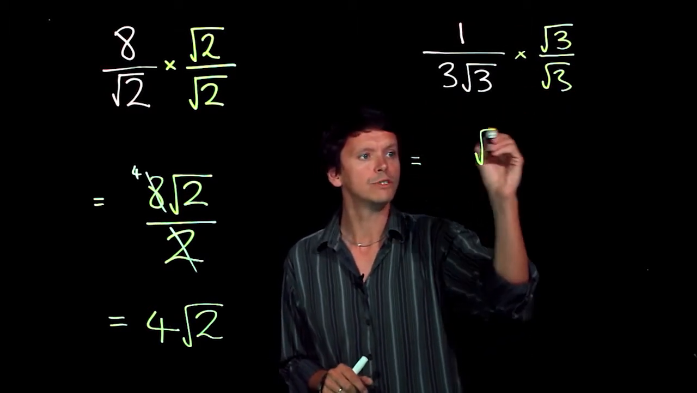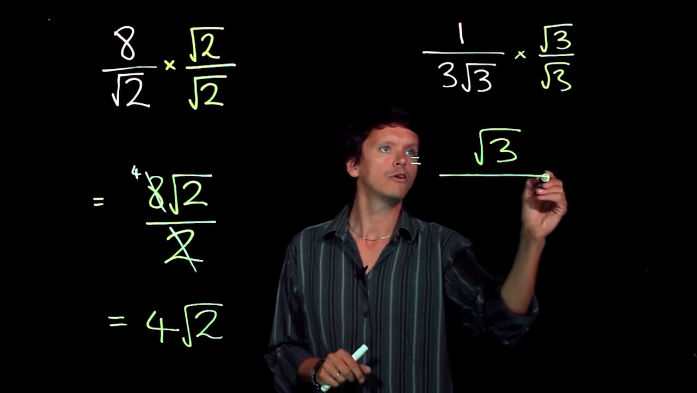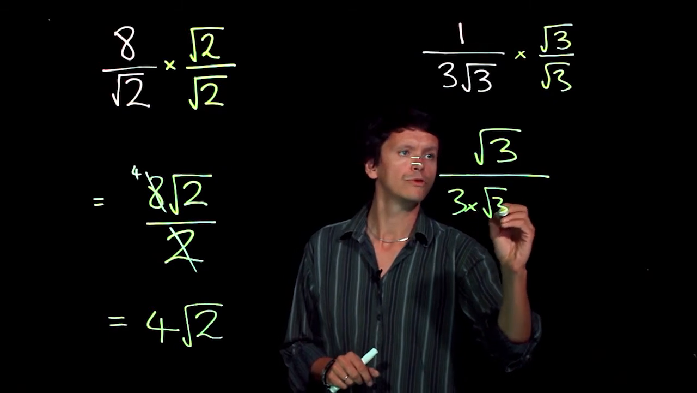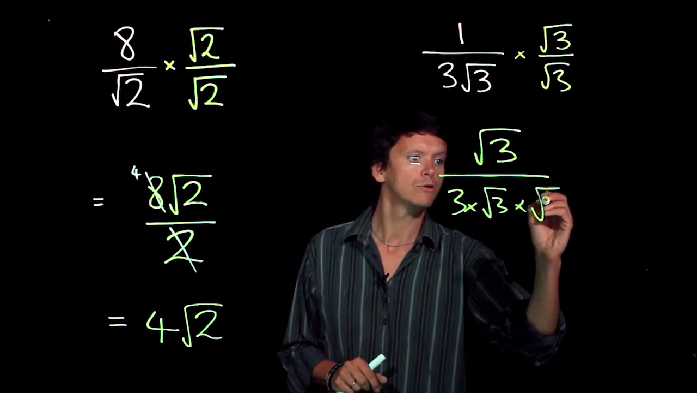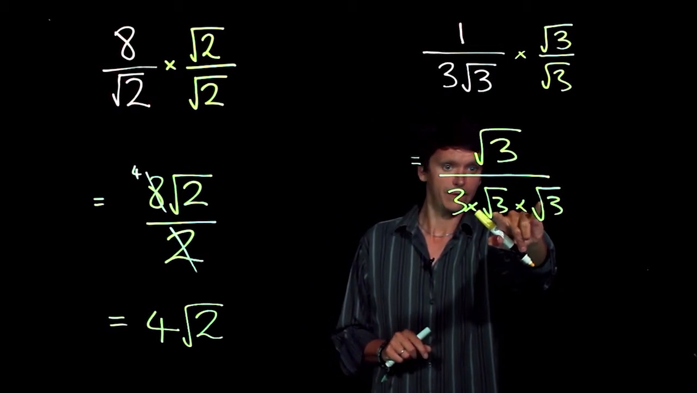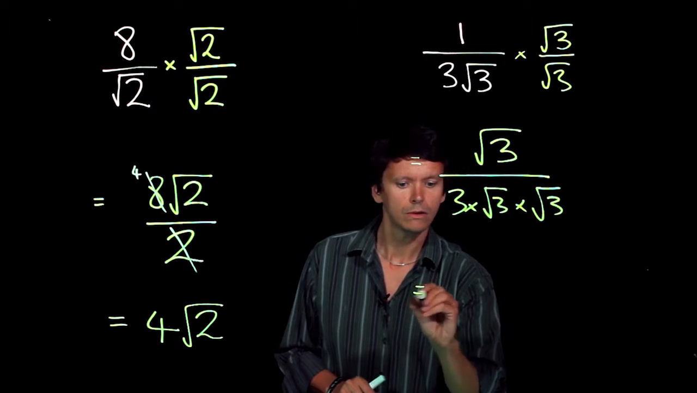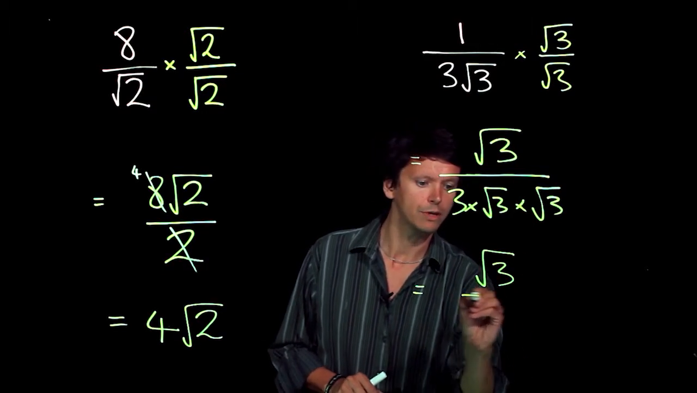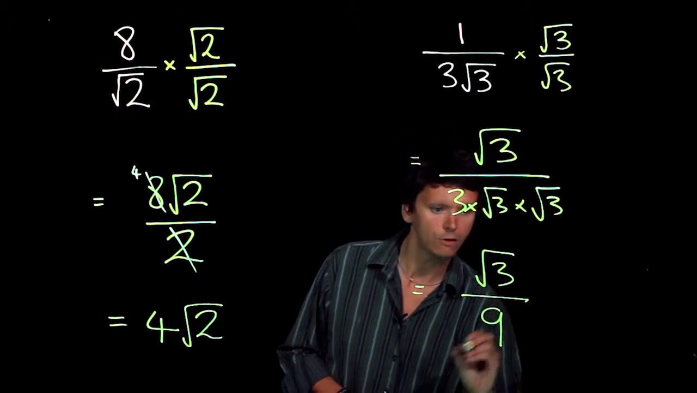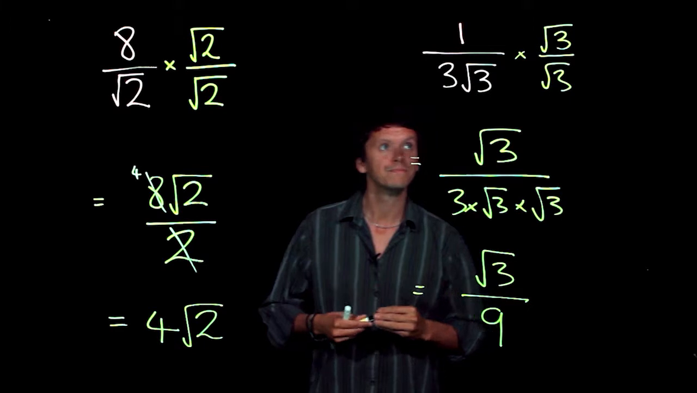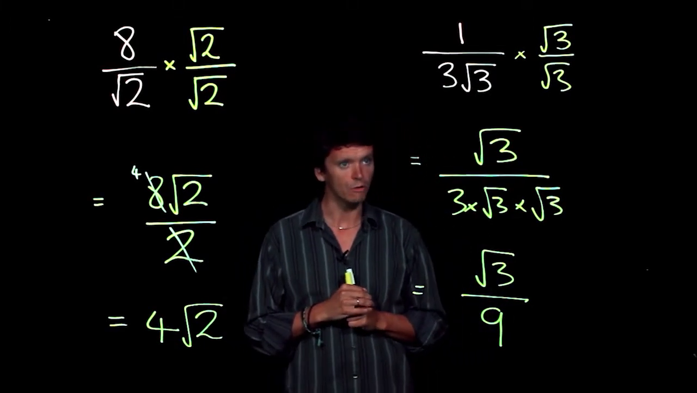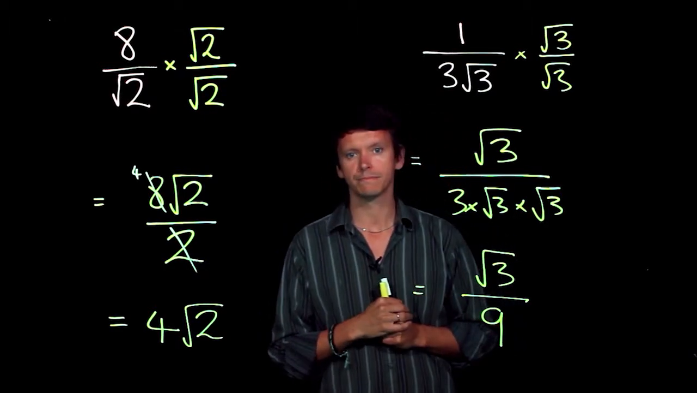So what have we got? 1 times root 3 is root 3 over what's happening in our denominator. 3 times root 3 times root 3. Root 3 times root 3, that's 3. So root 3 over 3 times 3, which is 9. That's how we would rationalise the denominator, or remove the irrational part.